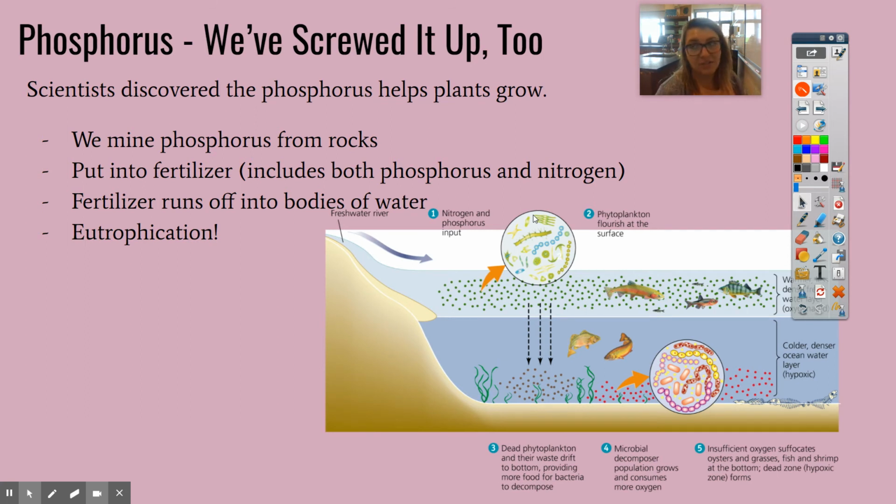Scientists realized that phosphorus is also a great fertilizer. It helps plants grow. So we mine phosphorus from rocks and put it into fertilizer, which will usually also contain some nitrogen. You put it on your crops, it rains, and that rain is going to pick up a lot of fertilizer. It's going to enter runoff and run off into nearby bodies of water. And then we get this thing called eutrophication.